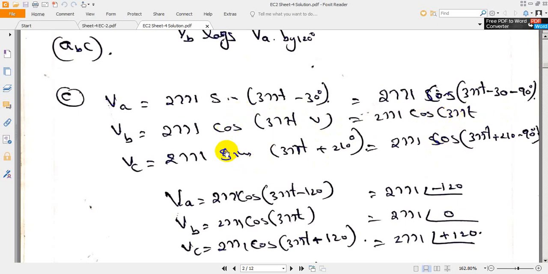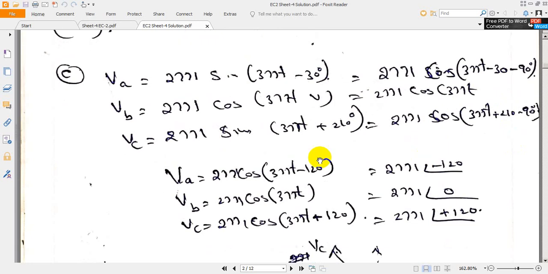And coming to this sine function, if we want to change sine to cosine, we need to add minus 90. So we can change this to cos(370 plus 210 minus 90). If you represent all these three vectors, you will get cosine of 370 minus 120, cosine of 370, and cosine of 370 plus 120. As it is in cos function, we can easily write it as 2771 at an angle of minus 120, and the next one has phase angle 0, and here the phase angle is plus 120 with a magnitude of 2771.